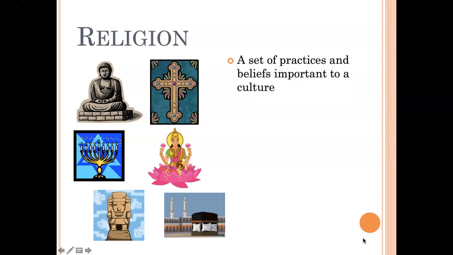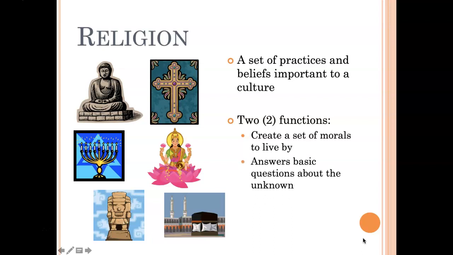Religion is best defined as a set of practices and beliefs that are important to a culture. If you look at some of these religious symbols over here on the left, you'll probably associate several different thoughts and words that combine to form your collective understanding of different religions or different types of beliefs. There are 2 main functions of religion when it comes to culture: to create a set of morals and values to live by, and also to answer basic questions about the unknown.